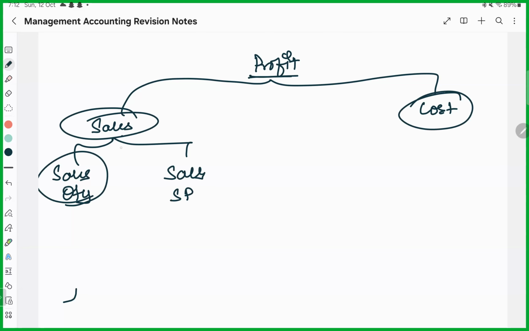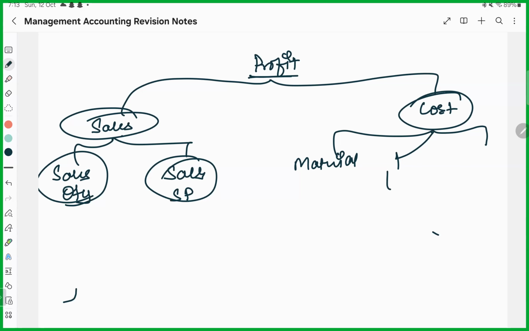The reason in the sales can be the number of units that we decided and the actual number of units that we sold, or is it because of the selling price? Whether we decided to sell at 10 rupees per unit and we actually sold at 9 rupees per unit. Now, what about the cost? The reason under the cost can be due to material, or labor, or the overheads.